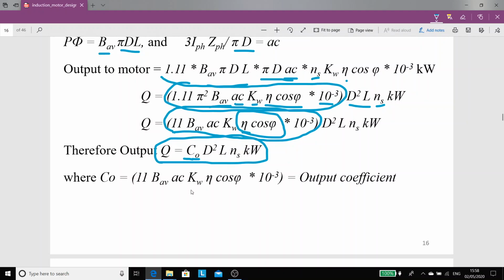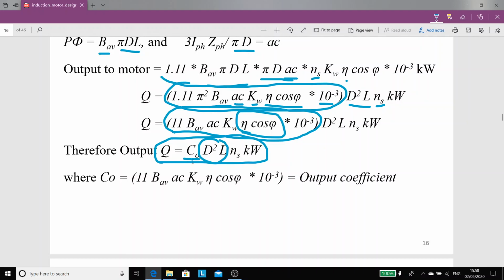Then the second step is I have to select proper values of B average and AC, that is specific magnetic loading and electric loading, and then I calculate C0. Once I calculate this C0, then NS is known to us because it's a specification given to us. So for any power rating, I will get the product of D square L, that is the product of square of diameter and length.